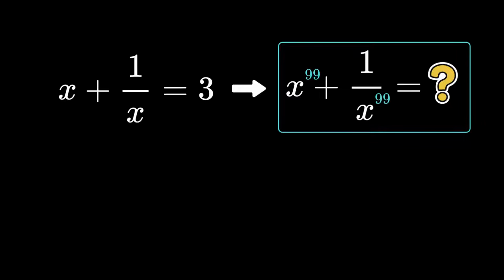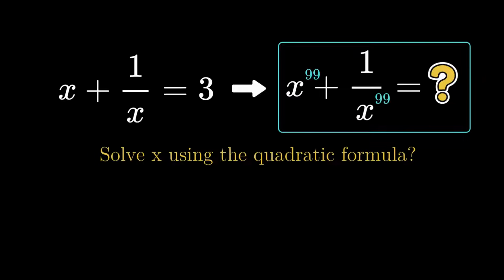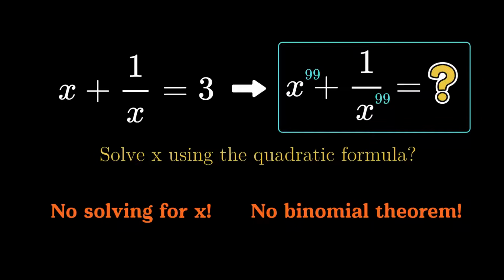Most students try to solve for x. They get an ugly square root, and then they give up because raising that number to huge powers feels impossible. But you don't even need to find x, and you definitely don't need the binomial theorem.